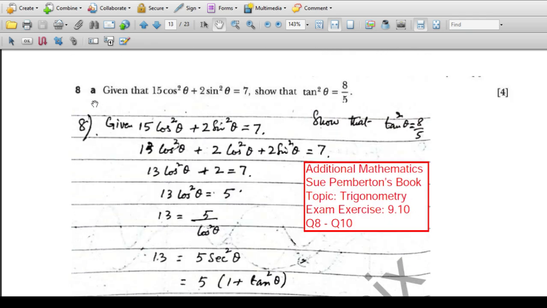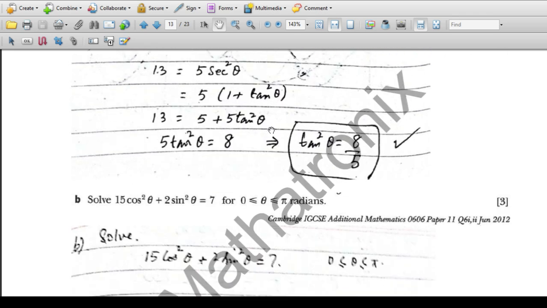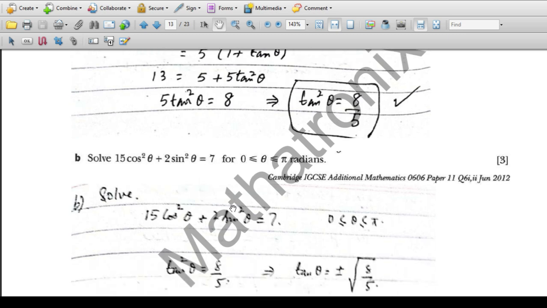This is part A. And now we solve 15 cos square theta plus 2 sin square theta is equal to 7 for 0 to pi radians. So we have to obtain the value of theta where the left hand side is equal to the right hand side, where it satisfies this equation. That is our solution. So 15 cos square theta plus 2 sin square theta is equivalent to tangent square theta equal to 8 upon 5.